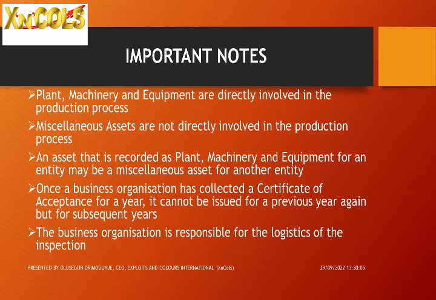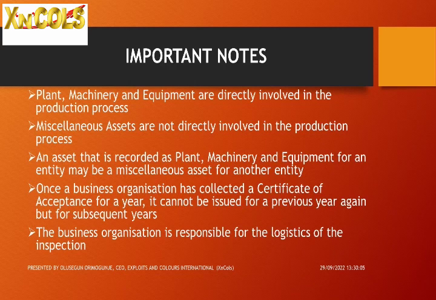Once a business organization has collected a certificate of acceptance for a year, it cannot be issued for a previous year again, but for subsequent years. If, for instance, you have collected a certificate of acceptance for year 2021, you cannot go back to the ministry to ask for a certificate of acceptance for your qualifying capital expenditure in 2020. You can only ask for 2022 and on like that.